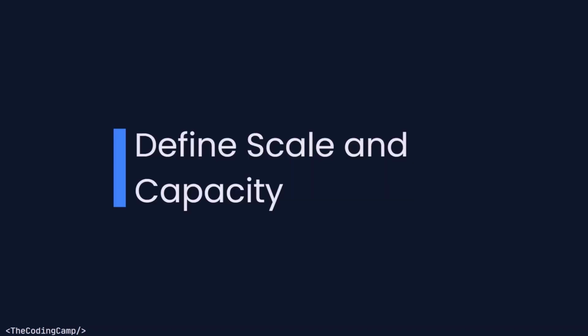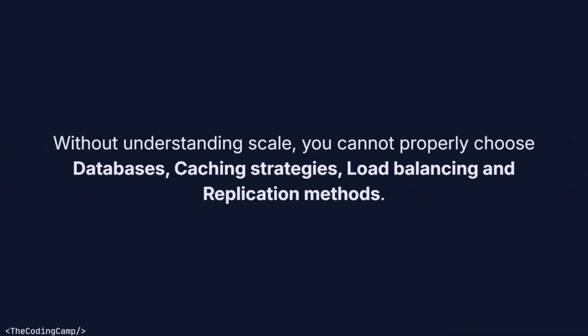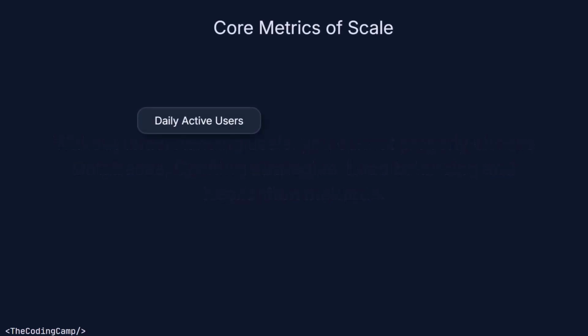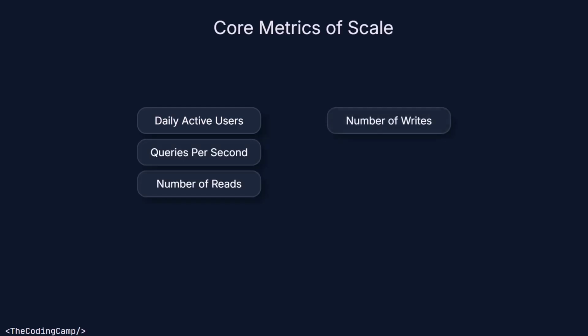After clarifying the functional and non-functional requirements, it's time to define the scale of the system and do some back of the envelope estimations. Scale matters because different systems require different architectures because they operate at different scales. Without understanding scale, you cannot properly choose databases, caching strategies, load balancing, and replication methods. The core metrics of scale in system design are daily active users, queries per second, number of reads, number of writes, total stored data, and network usage.